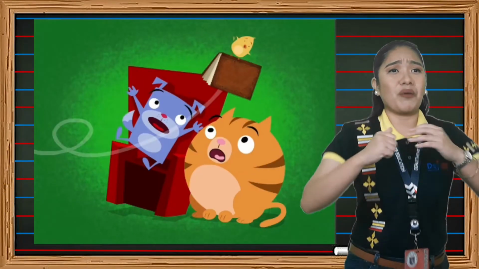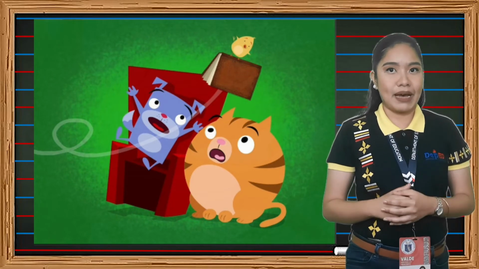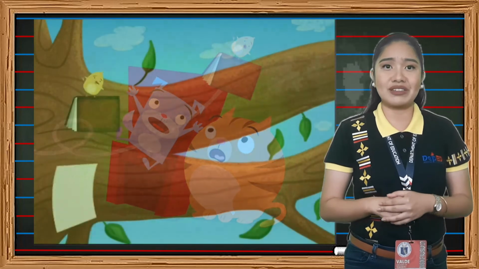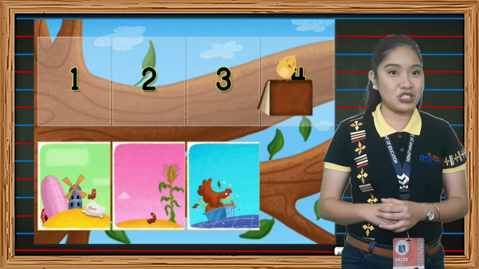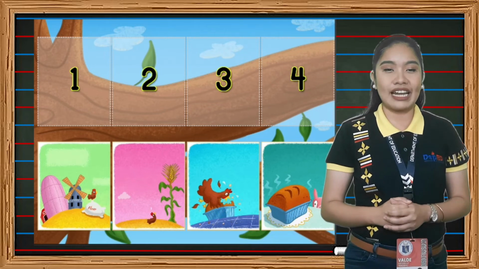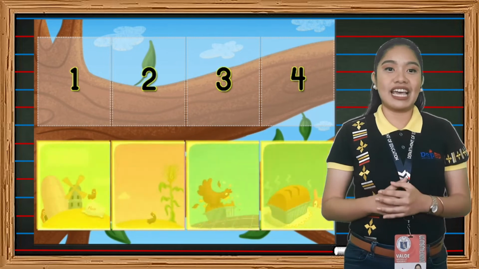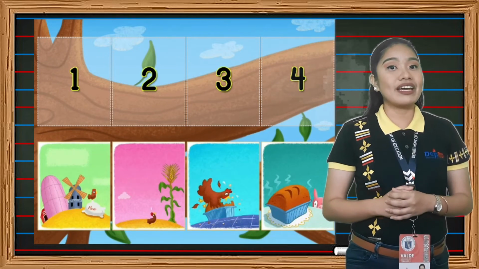Oh no! Birdie took Kathy Cat's book. Help me put back the pictures in the order that they happened in the story. I'm going to recite the summary of the story, The Little Red Hen. Let's move the pictures in the box where it belongs. Are you ready?